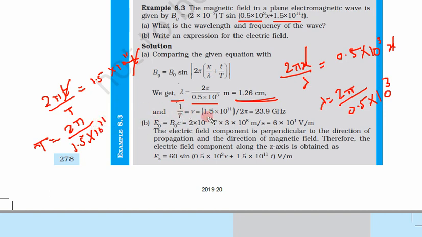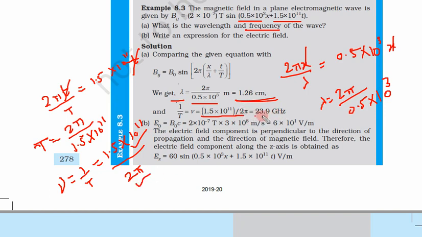So when we calculate this number, we get the time period, but we want frequency. Frequency is nothing but 1 by T. So let us invert this: 1.5 into 10 to power 11 upon 2 pi. So this is our frequency.